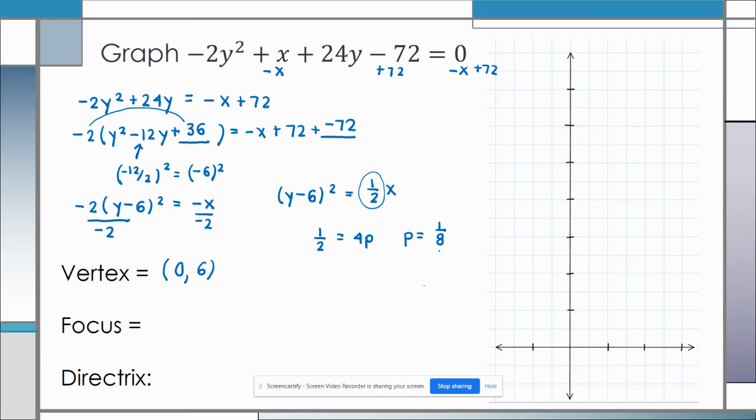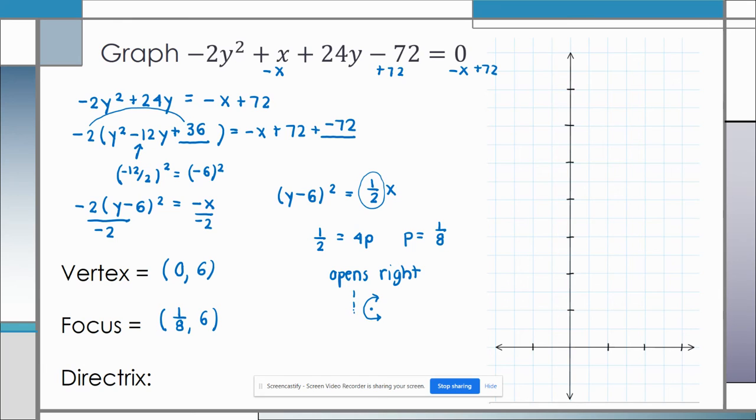Because that p-value is a positive number, I know my graph either opens to the right or it opens up. When we're dealing with a y term being squared, that tells us that our graph is going to be opening to the right. And so that means that if my parabola opens to the right, my focus point has to be even farther to the right because it's inside of the parabola. Because I'm moving to the right, it's the first number in my vertex that's going to change. I add on that length of p, so 1/8, comma 6 is my focus point.